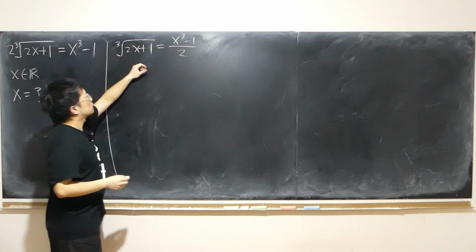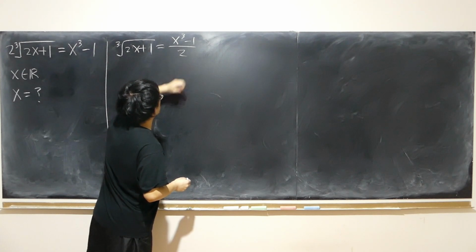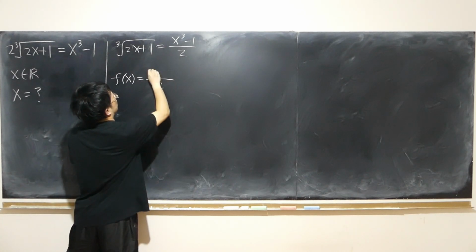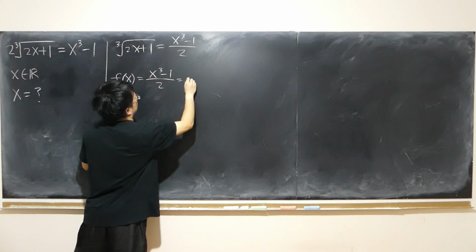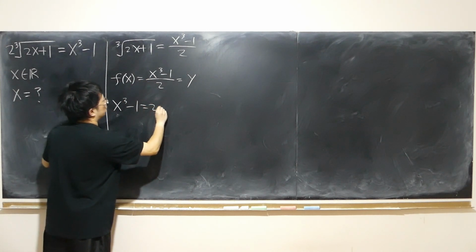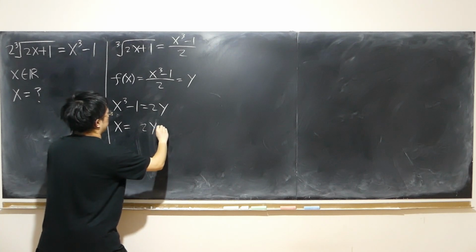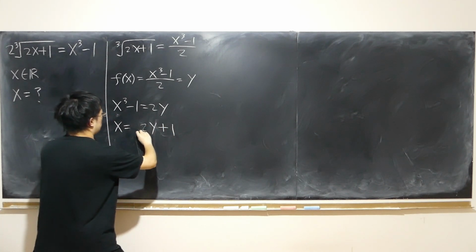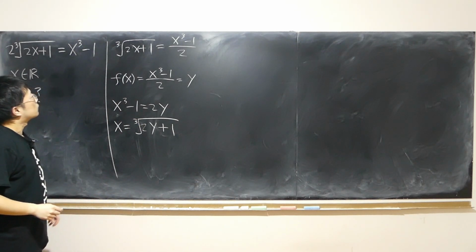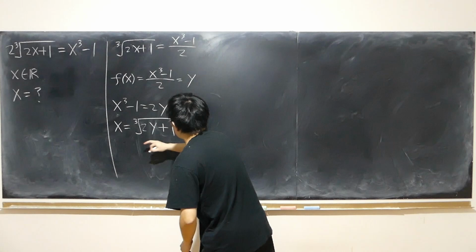The left-hand side pretty much looks like the inverse function of this function. Let's verify that. If I say f of x equals half of x cubed minus 1, let's call that y. Now if we solve for x, x cubed minus 1 equals 2y, then x should be equal to the cubic root of 2y plus 1.